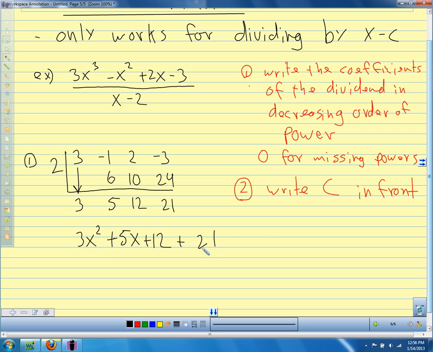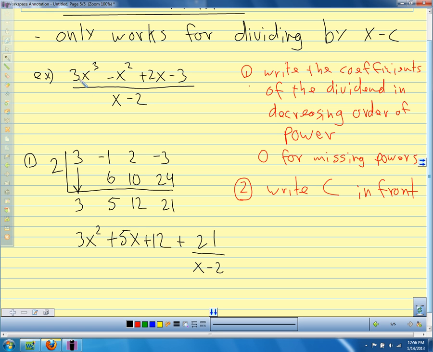Plus 21 over x minus 2. We can't just say R21 because we need to keep track of this fraction. So 3x to the third minus x squared plus 2x minus 3 divided by x minus 2 equals 3x squared plus 5x plus 12 plus 21 divided by x minus 2. If it just asks you for the remainder, you could write the remainder, r equals 21.